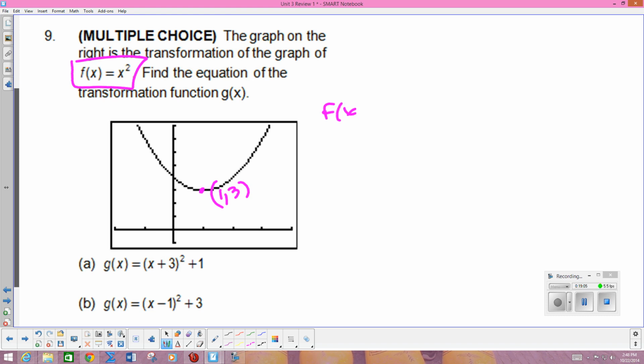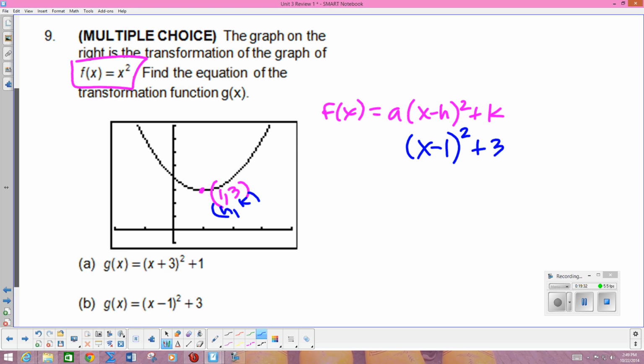So I know that I have f of x is equal to a times x minus h quantity squared plus k. And so I know that I have this important point of (1, 3). I know that the 1 is my h value. I want to take the opposite, so that's going to be x minus 1 quantity squared, and my 3 is my k value, and that is plus 3. I can't tell if I have any stretching or compressing. My answers don't really look like I do, and so I'm not going to worry about my coefficient. And so my new function is x minus 1 quantity squared plus 3.